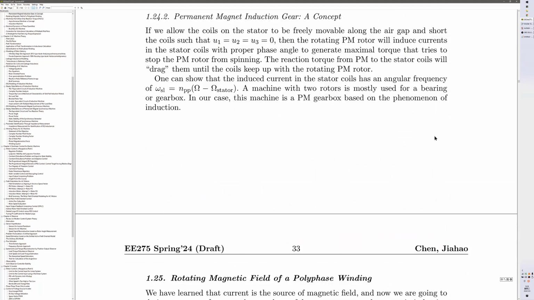So in our next video, we are going to see how we can derive the result for the induction machine.